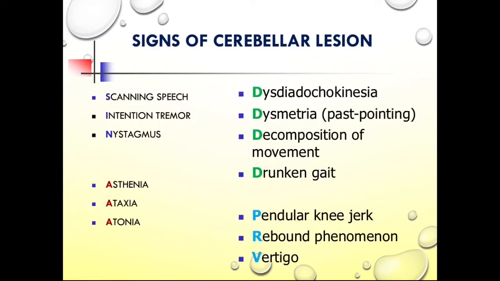Now, signs of the cerebellar lesion, these we have covered: scanning speech, dysarthria, intention tremor, nystagmus. Asthenia, which means weakness, tiredness, ataxia, atonia or hypotonia, diadochokinesia, dysmetria, past pointing, decomposition of movement, drunken gait or ataxia, pendular knee jerk. When we do the knee jerk, it won't be smooth, it will keep moving to and fro like a pendulum. Yes, rebound phenomenon.